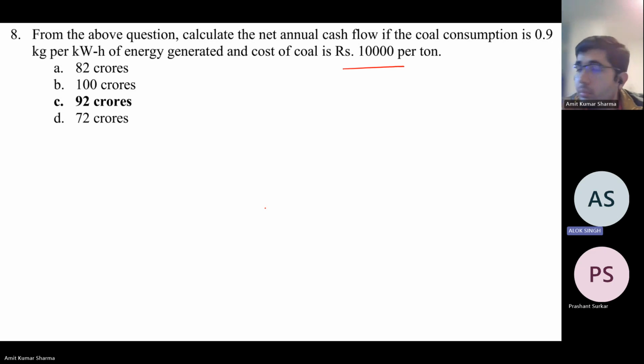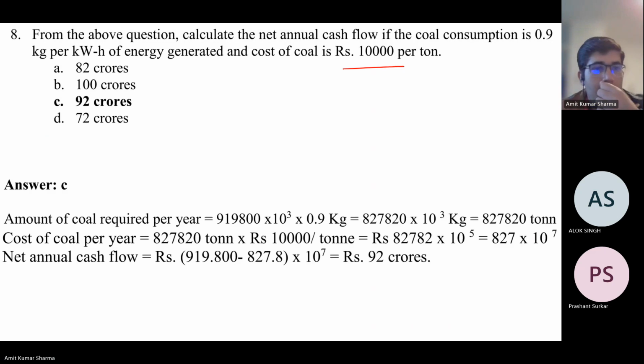Sir, I think 91.89 crore. Okay, 91.89. So which option will it be? Option C. C, sir. Okay, very good. Let's see the answer. So yes, it's correct. The correct answer is C.